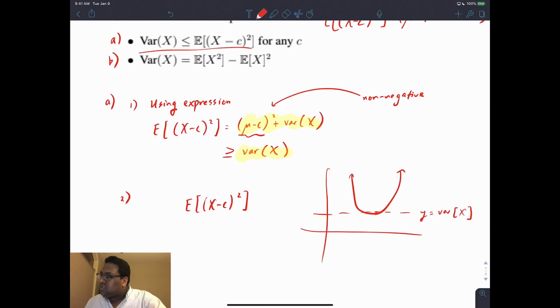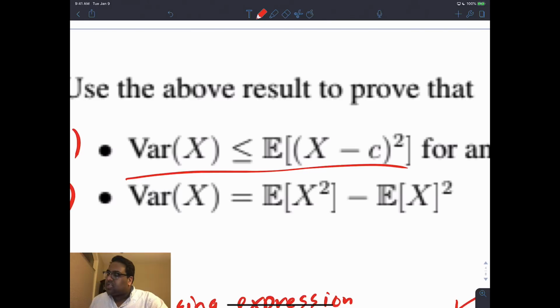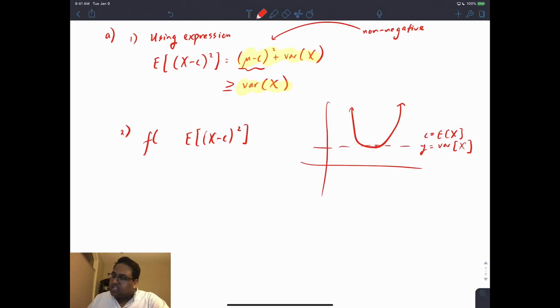So really, we're saying that this occurs when c is equal to the expectation, right? Because if in this expression c is equal to the expectation, the inequality becomes a strict equality. The equality holds when c is equal to expectation. And so what we can do is say that this is some function of c, and when we take the derivative of this with respect to c and set it equal to 0 and solve for the optimal value of c, we'll find that it's actually the expectation of x. Showing that the expectation of x is the optimal value for c. Okay, so let's do that.